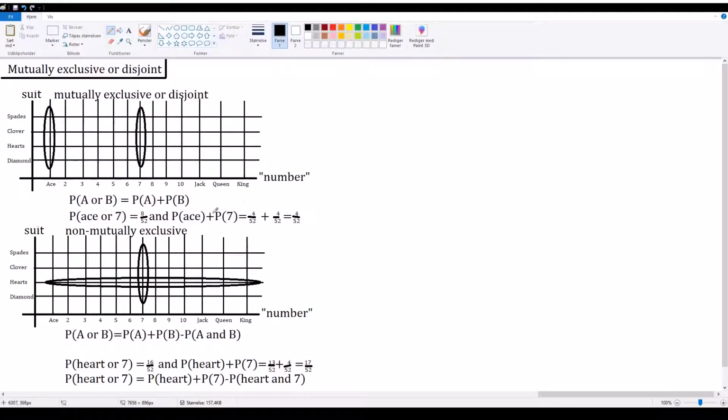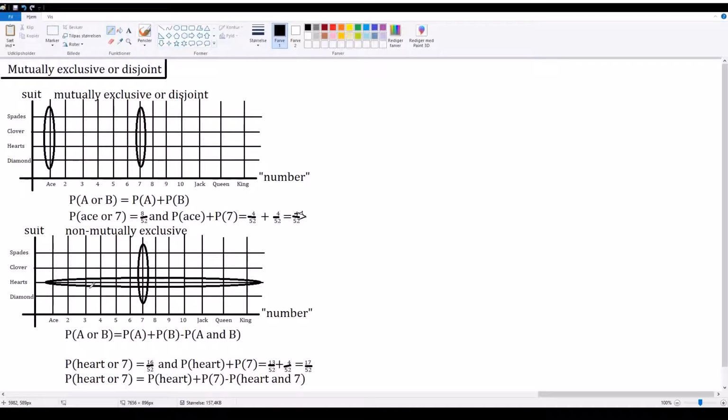And P of ace plus P of 7 is equal to 4 out of 52 because there's 4 different opportunities to get a 7, and 4 out of 52 for ace because there's 4 different suits of aces, which equals to, that's not 4, that should be 8 out of 52.